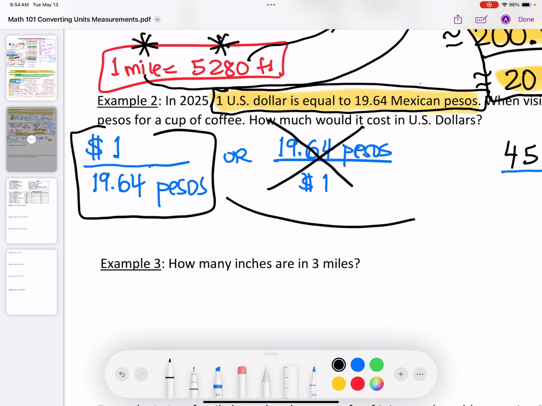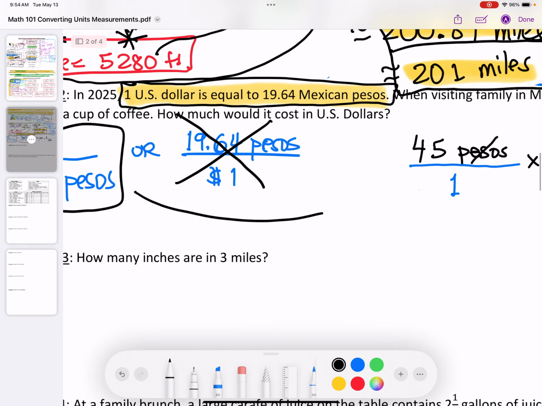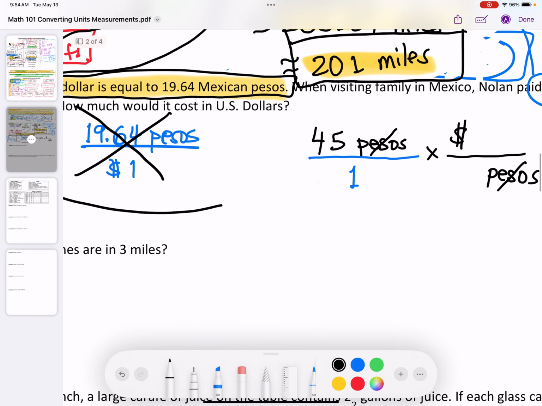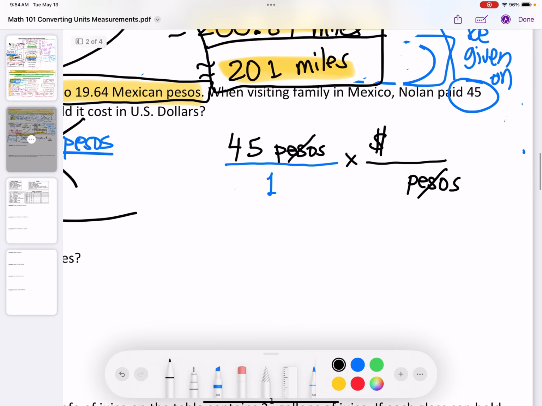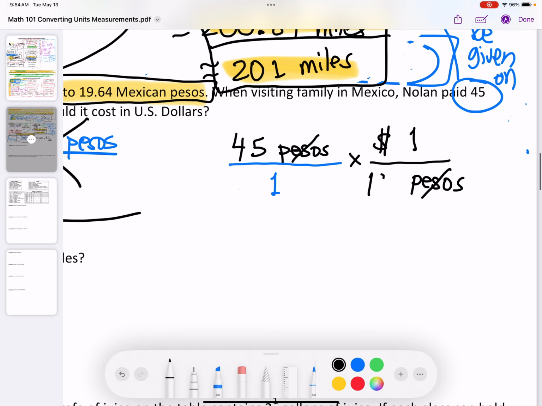Maybe in a different situation, that fraction I just X'd out would be useful, probably if you're starting with dollars and trying to go to pesos. But I'm going the opposite way, so I don't need that today. Maybe next time. $1, that's right. And was it 19.64? Okay. Those are all running together. That's a number and a word. I think that looks good.